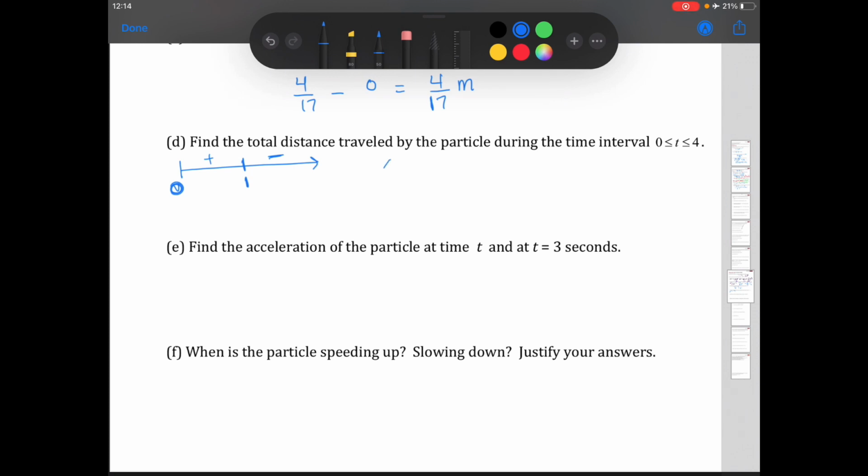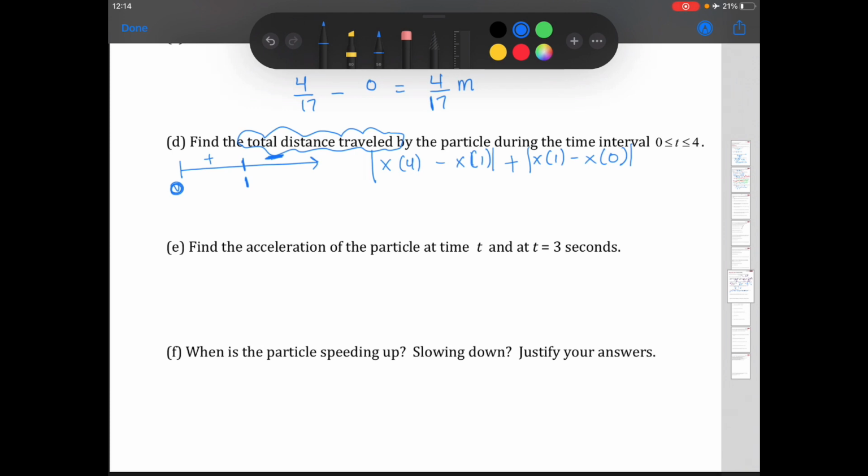So if I find the displacement from 4 to 1, and then from 1 to 0, right? And I take the absolute value of it and add up that total trip because I'm looking for the total distance. And I just wanted to find the displacement from 4 to 1 because I already know my particle is traveling left, and I don't want a negative answer.